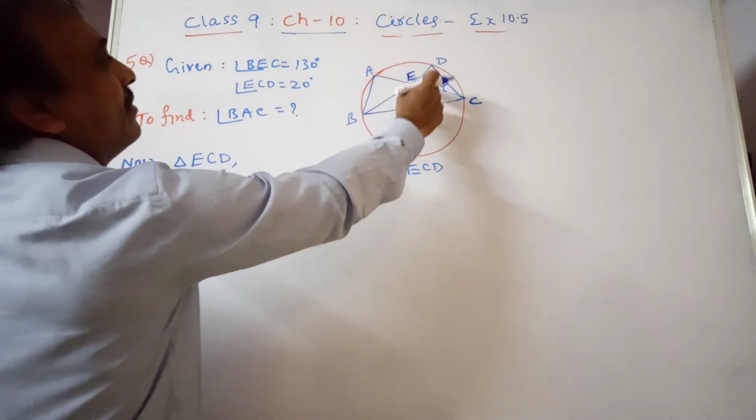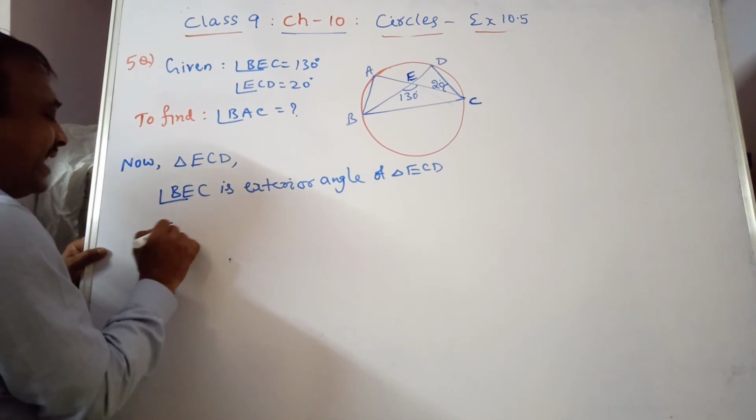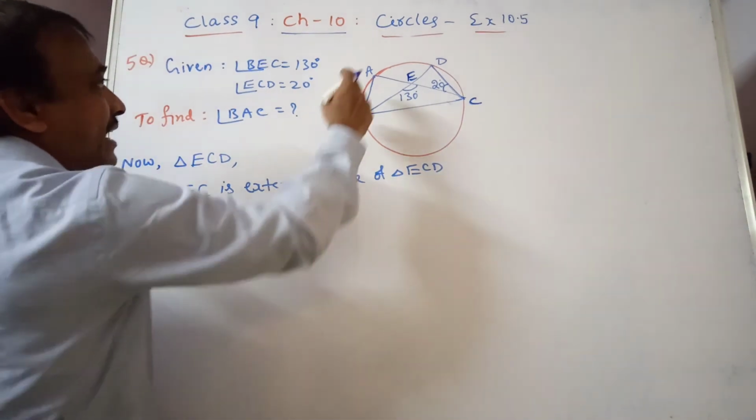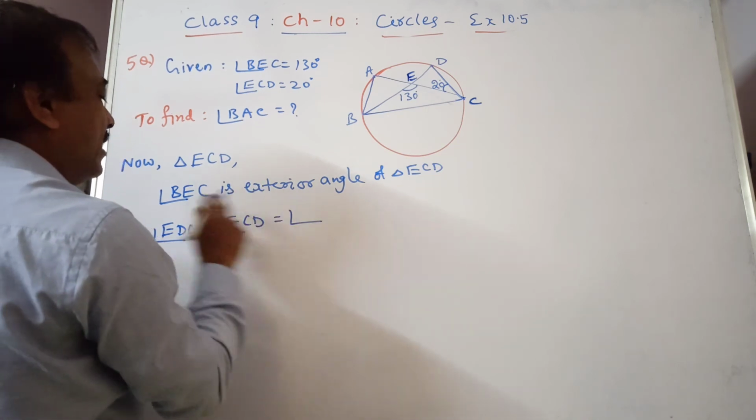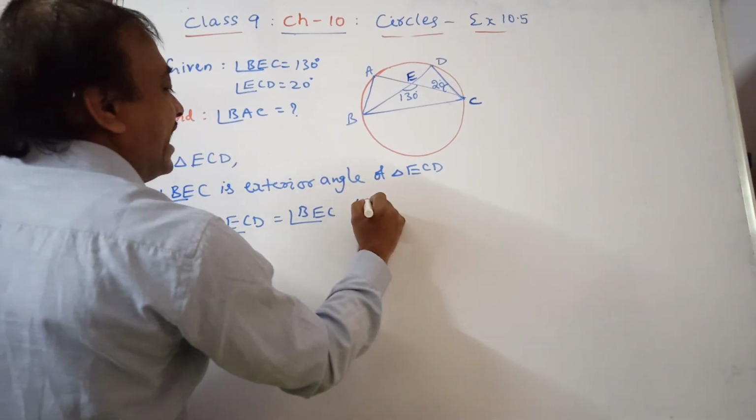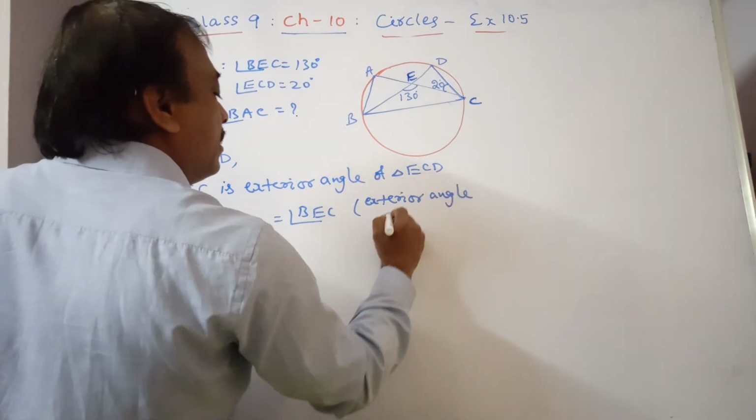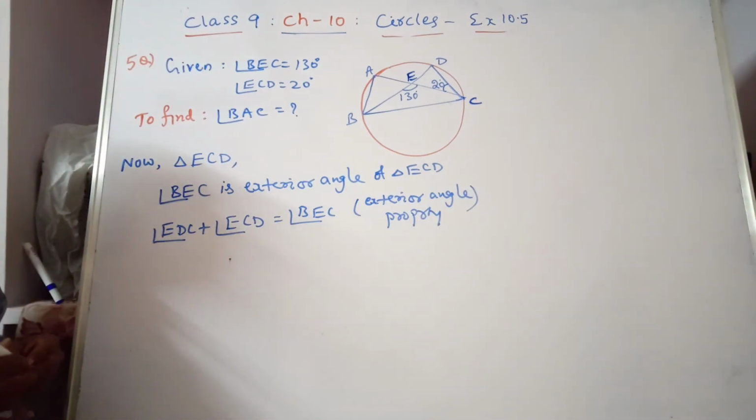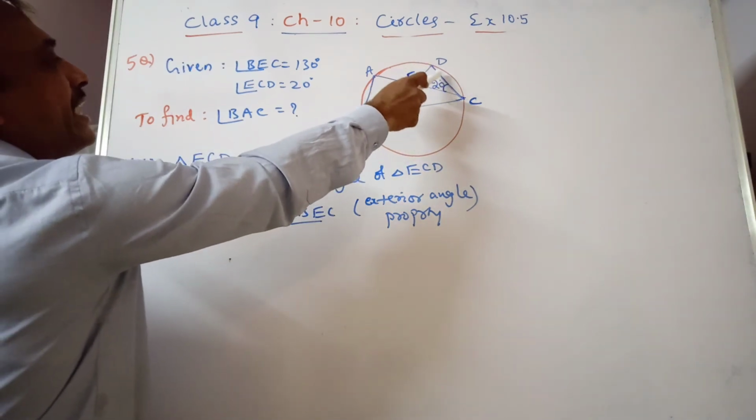Now exterior angle is equal to the sum of two interior opposite angles. So angle EDC plus angle ECD is equal to angle BEC. We are using the exterior angle property. What is the exterior angle property? The exterior angle of a triangle is equal to the sum of two interior opposite angles.